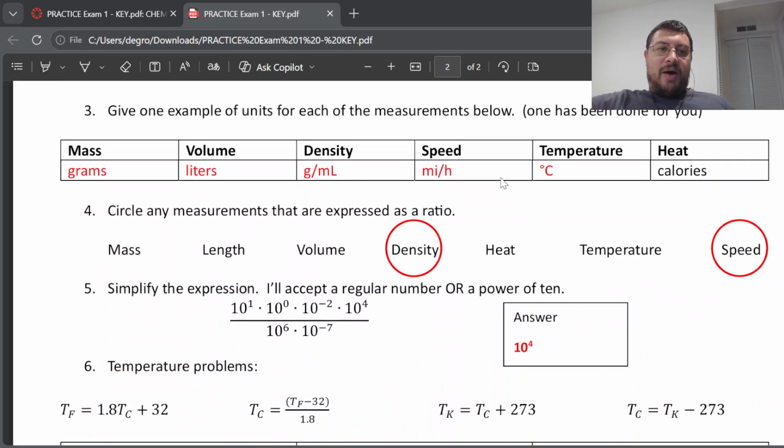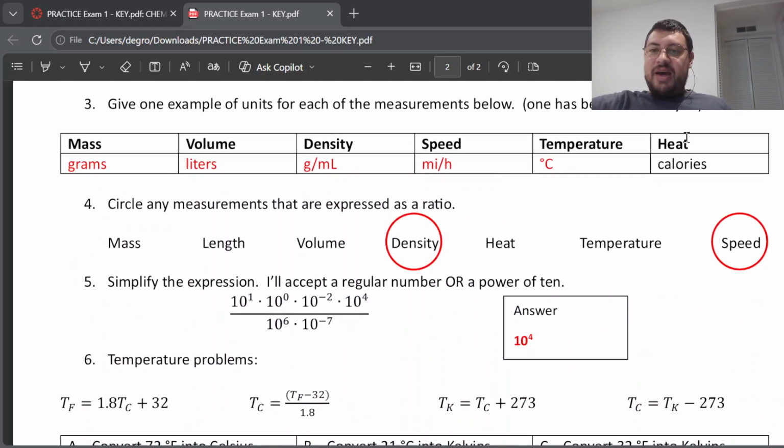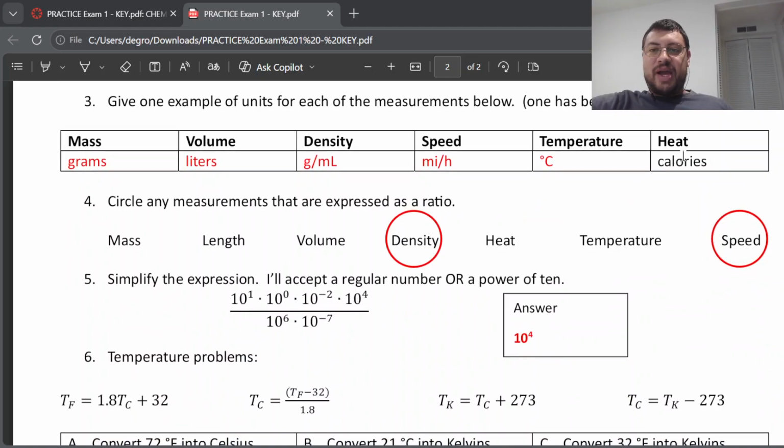Okay. We haven't talked about heat yet this semester. That'll come later. So I gave calories for you. Another measure of heat is joules. I just want to make sure people can come up with an example unit for any of these 5 things. If you gave me milligrams, kilograms, I don't care. That works. That's good. Instead of liters, you gave me milliliters.